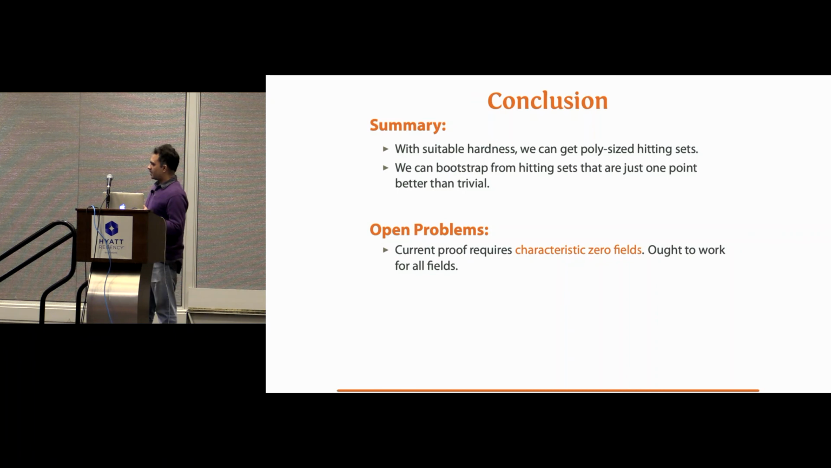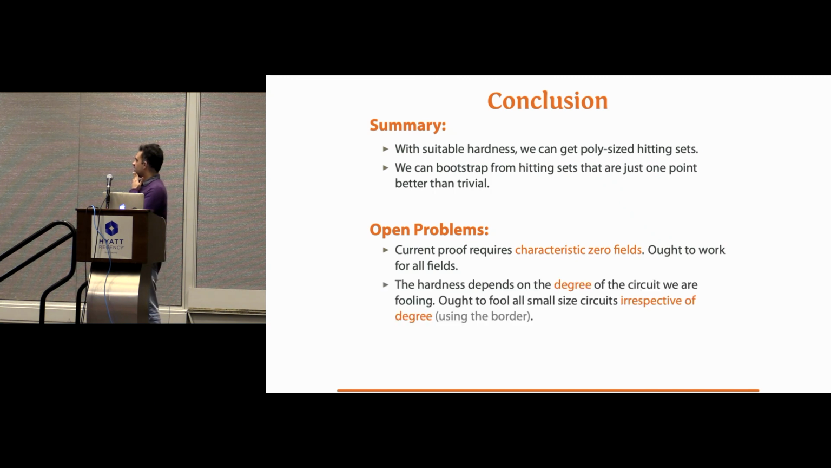Currently, because the proof in the generator is very derivative-based, there are reasons why we seem to require the field to be characteristic 0. I believe there should be versions of this generator that work for all characteristic fields, but at the moment we don't know how to do that. And secondly, it somehow feels like the hardness that we need in order to fool a certain circuit class depends on the degree of the circuit and not just the size of the circuit. For a while we thought that this should not be the case and that we should be able to get around this, but it's unclear if we can. Yeah, that's all I wanted to talk about.